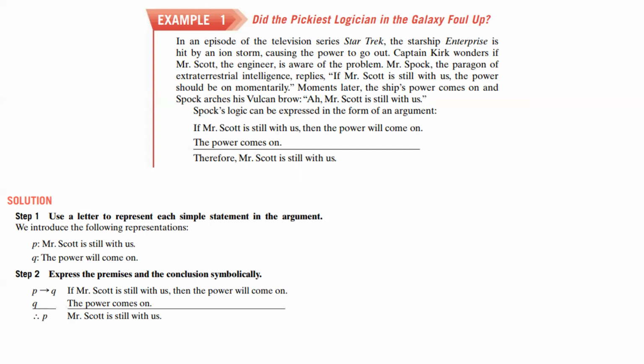And so our first statement, or our first symbolic form: if Mr. Scott is still with us, then the power will come on. That is P implies Q. The power comes on, Q happens, it's true. Therefore, we are going to conclude that P, Mr. Scott is still with us.